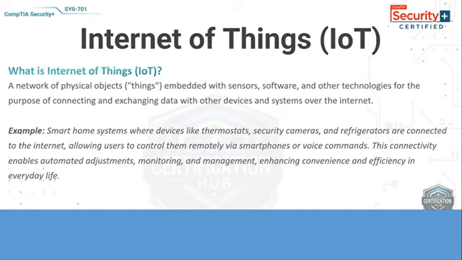If you have a CCTV and you are accessing it in another location through the internet, that is IoT. A smart home system, where devices like thermostats, security cameras, and refrigerators are connected to the internet, allows users to control them remotely via smartphone and voice commands. This connectivity enables automated adjustment, monitoring, and management, enhancing convenience and efficiency in everyday life.